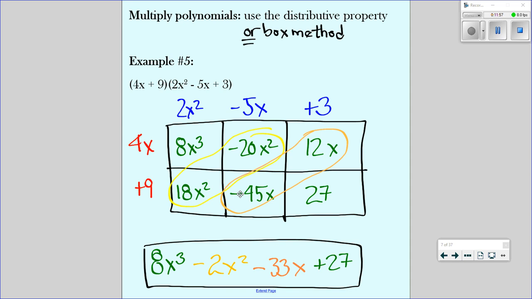Once you have the like terms combined, then you put it all together as 8x cubed minus 2x squared minus 33x plus 27. And that's your answer for multiplying those two polynomials. And of course, notice that I put it in standard form because that's how polynomials roll. Standard form.